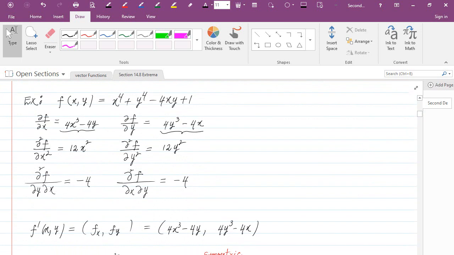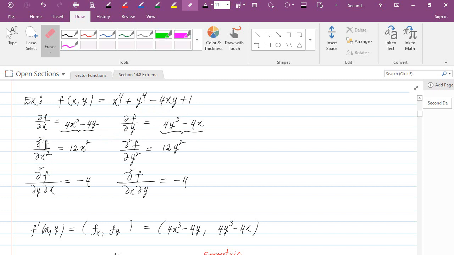Let's look at an example. Let's say that f of x y is x to the 4 plus y to the 4 minus 4xy plus 1. The partial derivative of f with respect to x is equal to 4x cubed minus 4y. The partial of f with respect to y would be 4y cubed minus 4x.